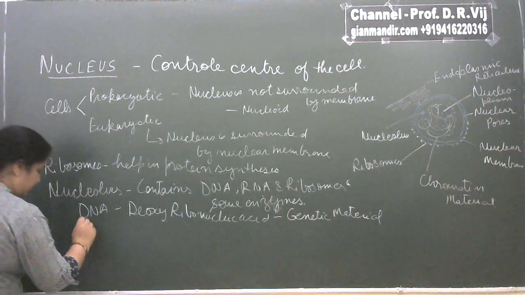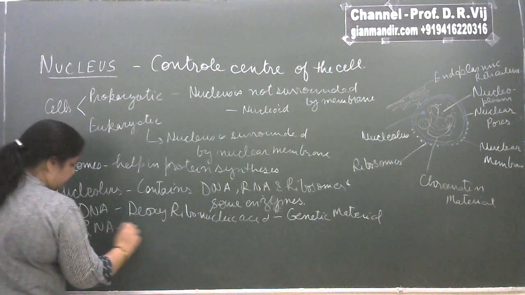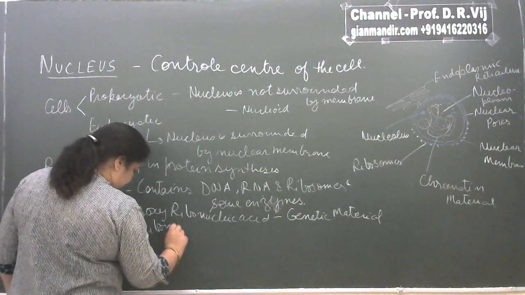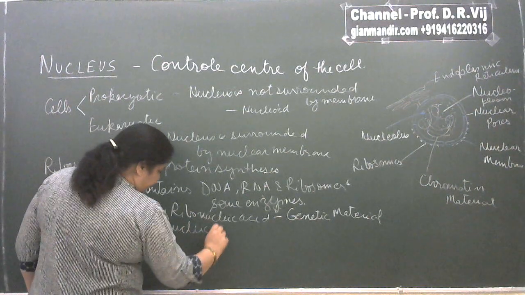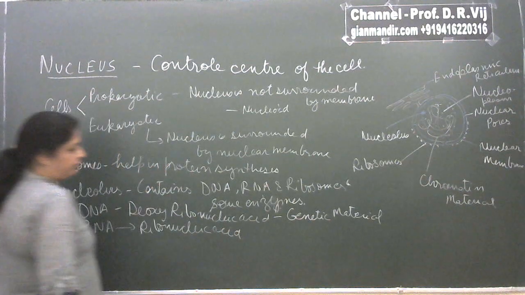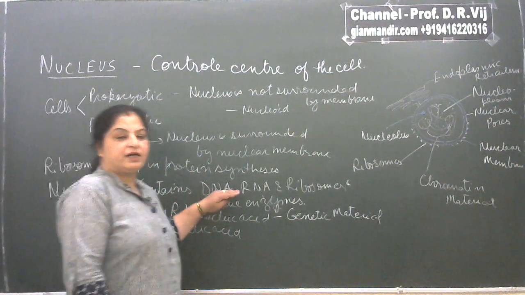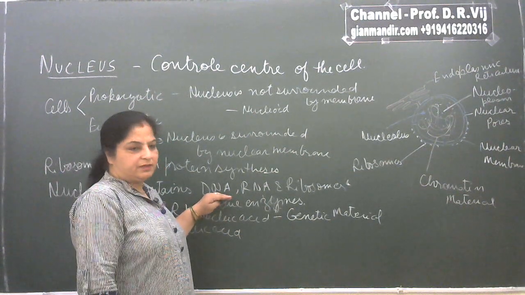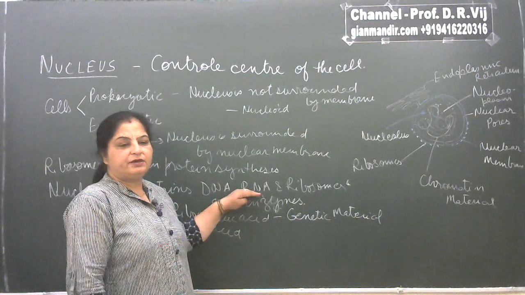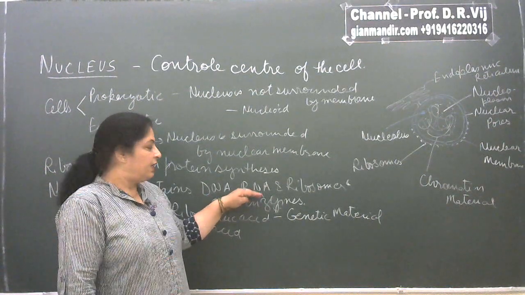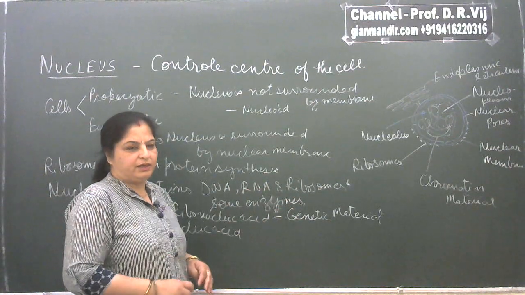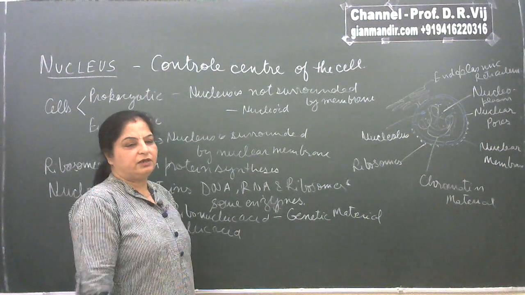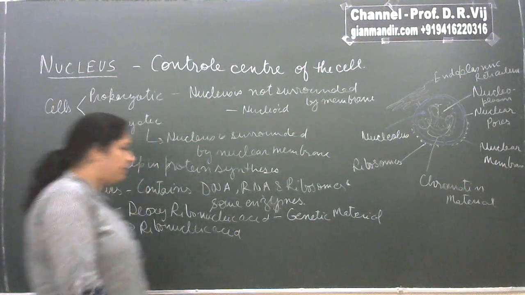And there is RNA. RNA stands for ribonucleic acid. So DNA gives the command regarding the protein synthesis, and based on the commands of DNA, RNA collects the required raw material, and then ribosomes use that raw material and synthesize the proteins which are needed for the growth and development of an organism, right?